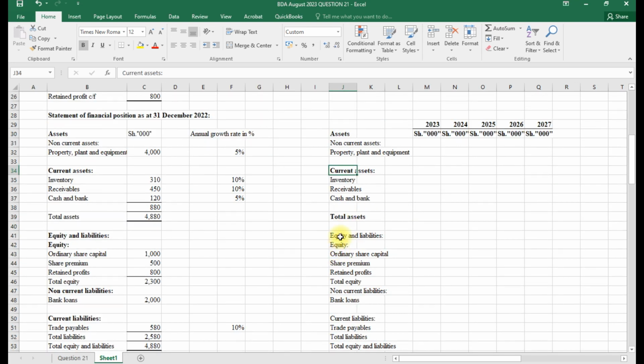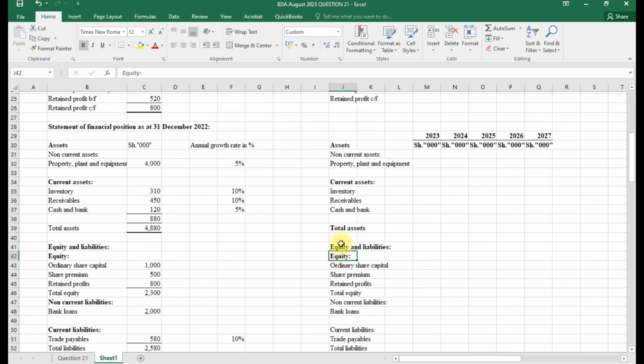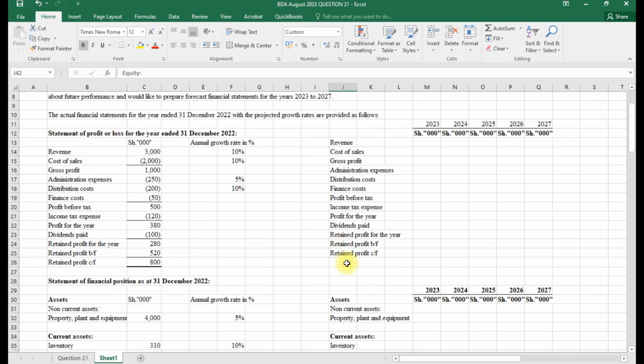Current assets, equity. Yeah, we start now doing my projection. And revenue, we know revenue is growing by 10%. So for the first year, I will take 3,000 and I multiply by 10%. I would fully lock the 10% using F4 because that one is not changing.